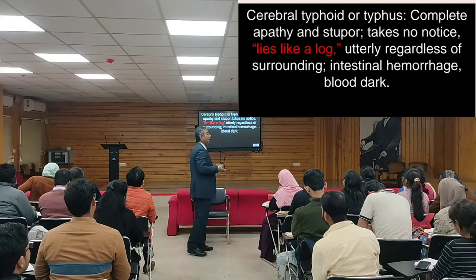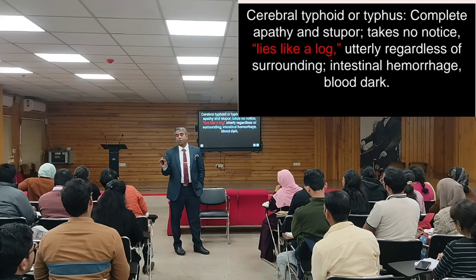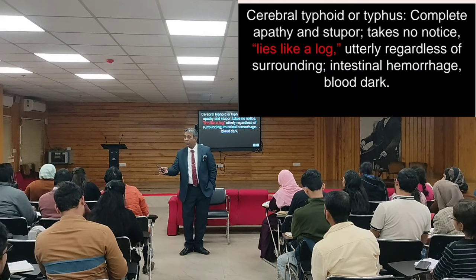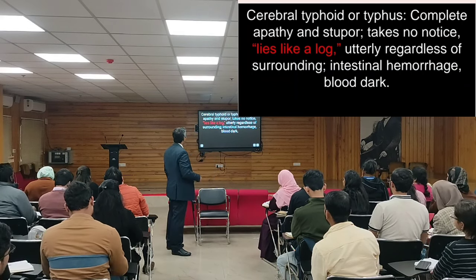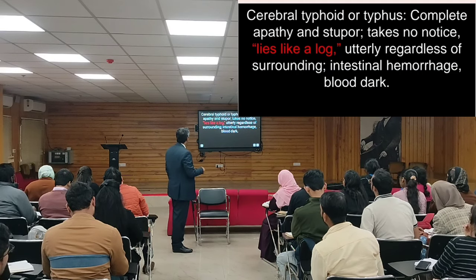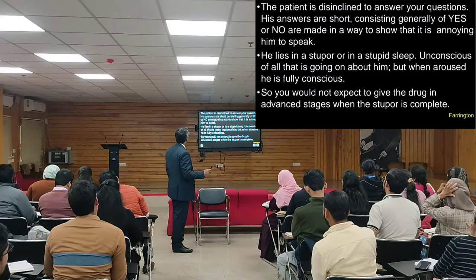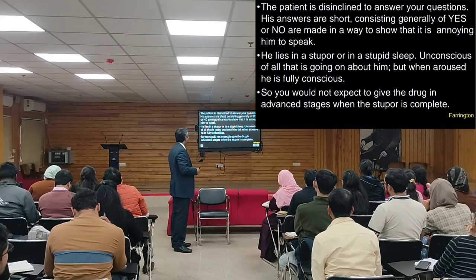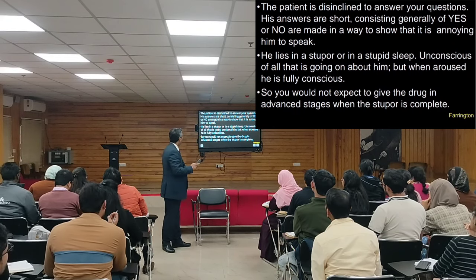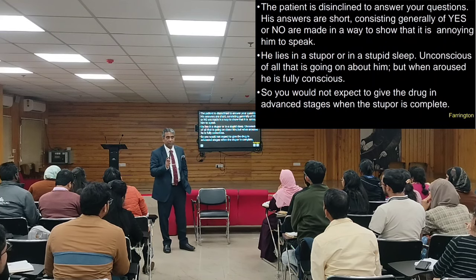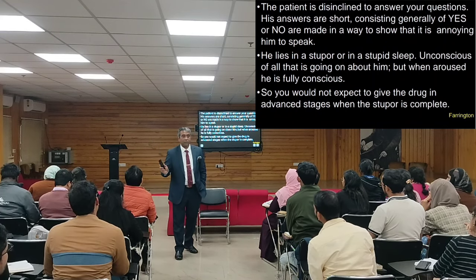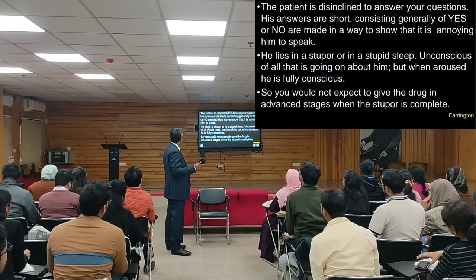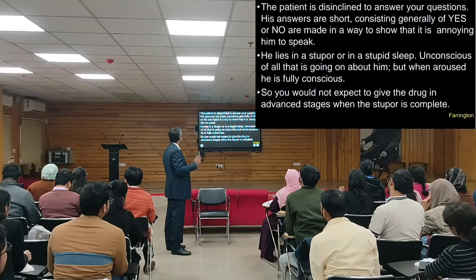Typhoid: lies like a log. Stupor, stupidity, easy to awake, delirious state, then he goes back into that state regardless of surroundings. Intestinal hemorrhage, blood is dark. The patient is disinclined to answer any question. His answers are short, generally yes or no, and made in a way to show that it is annoying for him to speak. He doesn't want to be talked to, he doesn't want to be asked further questions. He lies in a stupor, in a stupid sleep, unconscious, but follows all that is going on around him. But when aroused, he is fully conscious.